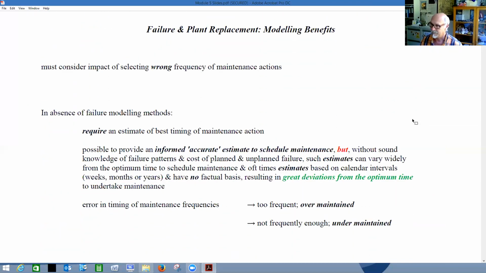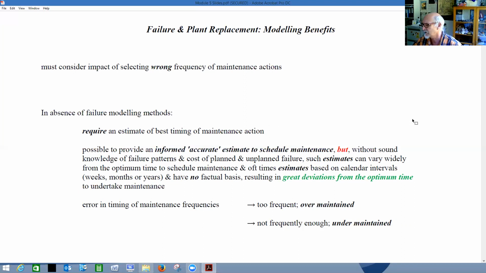So what are the benefits for mathematical modeling when we're considering the failure or the plant replacement? We must consider the impact of selecting the wrong frequency of maintenance actions. Sometimes we find that you can over-maintain as well as under-maintain. In the absence of failure modelling methods, you require an estimate of the best timing of the maintenance action. So, best estimate, where's that come from? Yeah, and that's what we're talking about.